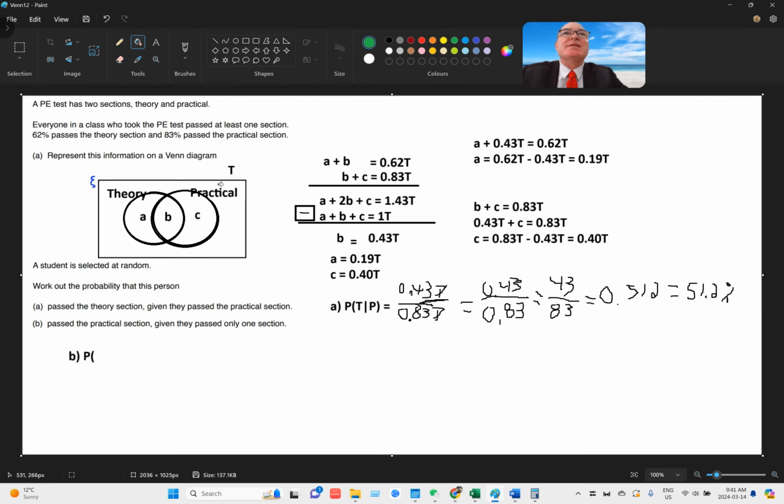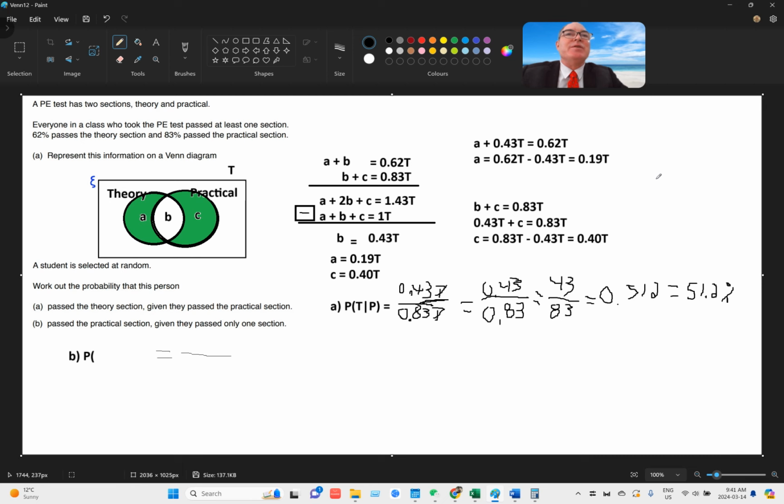Given that we've only passed one section, where is that? Well, either we've only passed the theory or we've only passed the practical. Okay? And then we want, or that they pass the practical. Now, maybe I should be thinking about how to write that, but I'm not going to right now. I'm just going to solve the problem. Whatever that equals, the bottom is going to be the A plus the C.